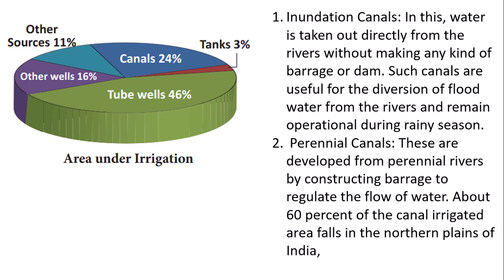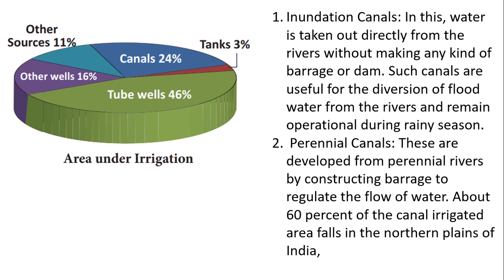Inundation canals. So here water is taken out directly from the rivers without making any kind of barrage or dam. And the next, if you see, perennial canals. You know the meaning of perennial. Perennial rivers are the rivers which don't get dried up even during summers; it flows well. There are some rivers during summers you won't find much water, but perennial rivers always have water even during summer. So perennial canals are developed from perennial rivers by constructing barrages to regulate the flow of water. So around 60% of the canal irrigated area falls in the northern plains of India.